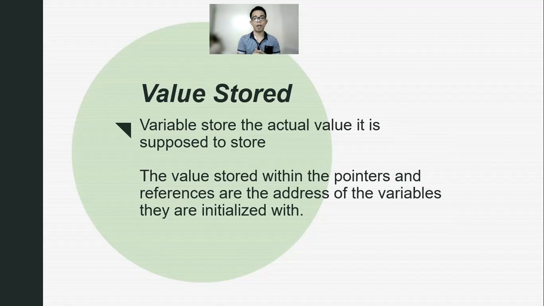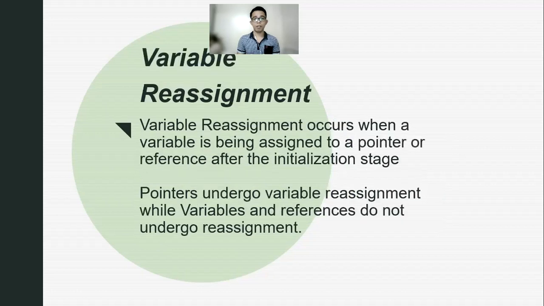Okay, so variables behave differently in this case, while pointers and references behave similarly in value stored. Next, we have the variable reassignment. A variable reassignment occurs when a variable is being assigned to a pointer or reference after the initialization stage. Pointers undergo variable reassignment while variables and references do not undergo reassignment. So it speaks for itself.